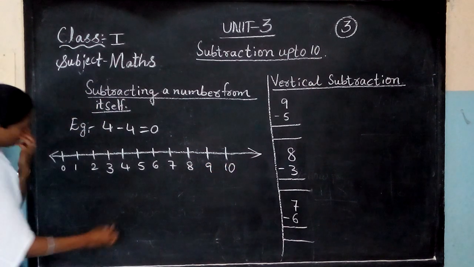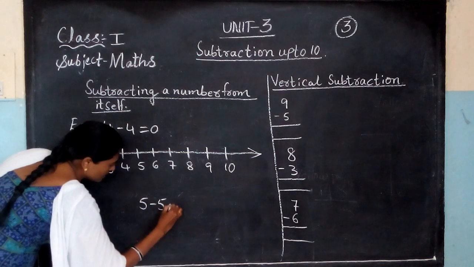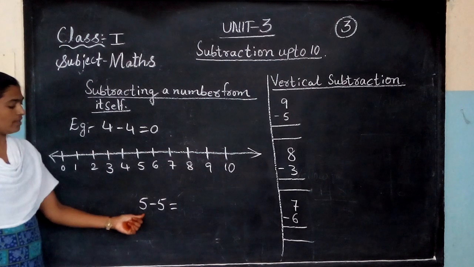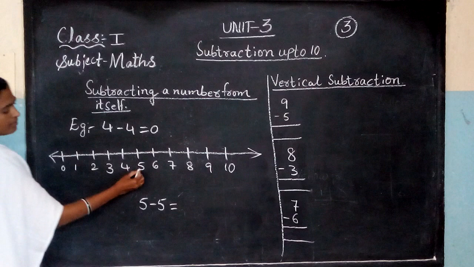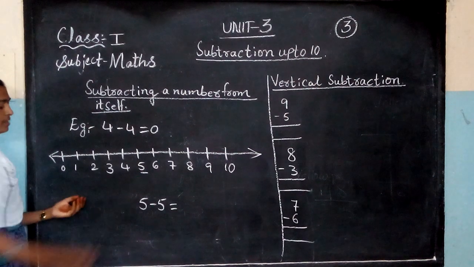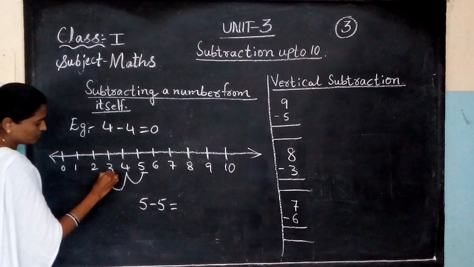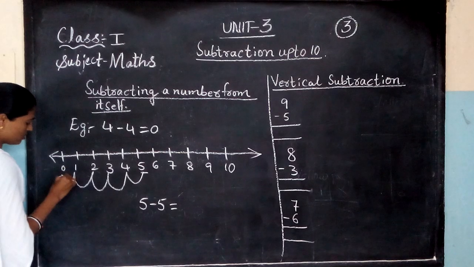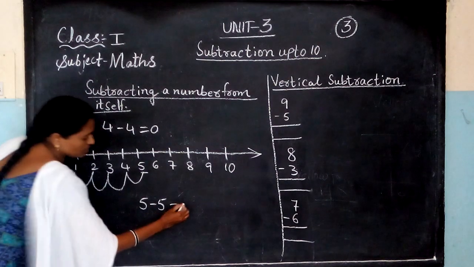For example, 5 minus 5. What is this first number? 5. You have to keep one finger on 5, and you have to move back, that means to the left-hand side. 1, 2, 3, 4, 5. What answer did you get, children? 0 only. 5 minus 5 is 0.